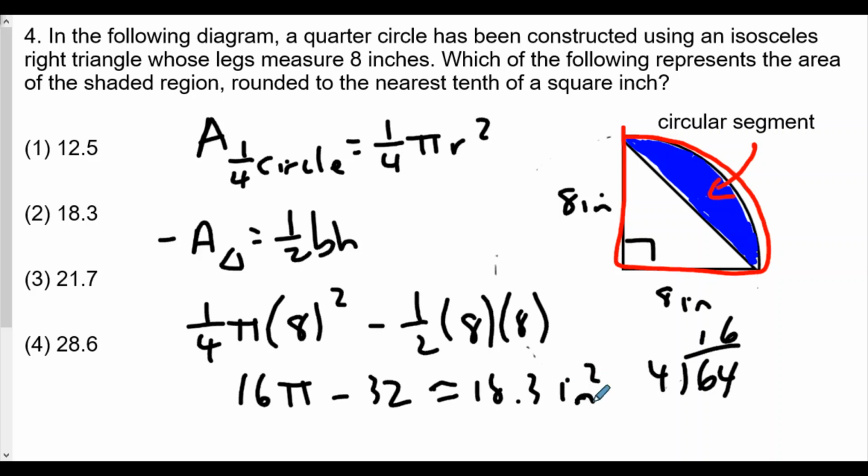And that's going to be, in this case, choice 2. Okay? And so what we basically did is a shaded region problem. It is the big area, that red section, minus the small area of the triangle. And therefore, the leftover part is our circular segment, which is, again, an area, not an actual segment, though.